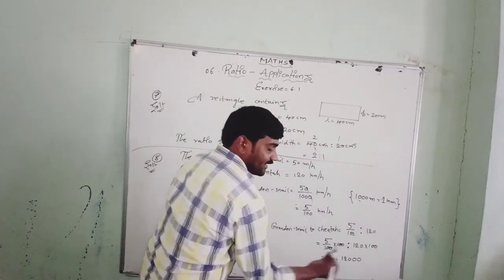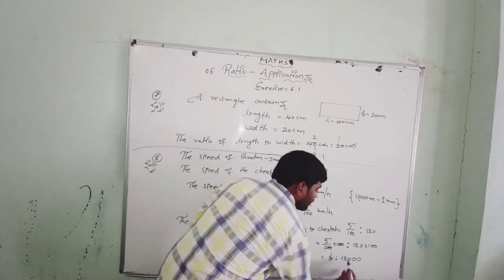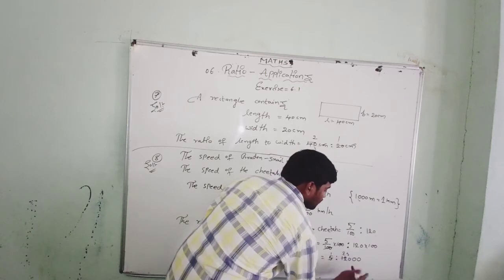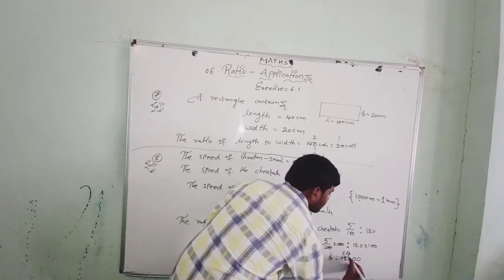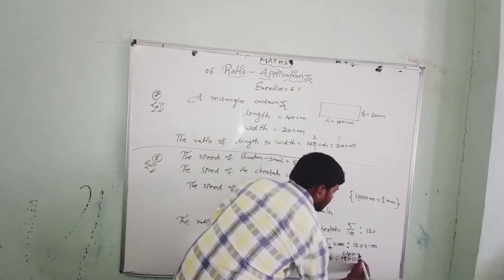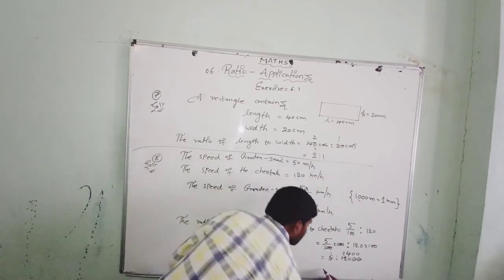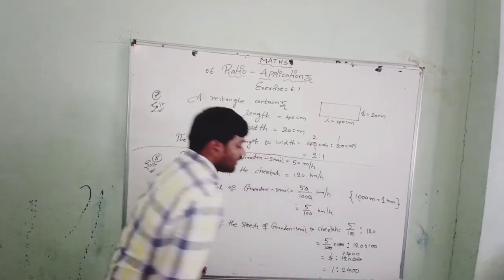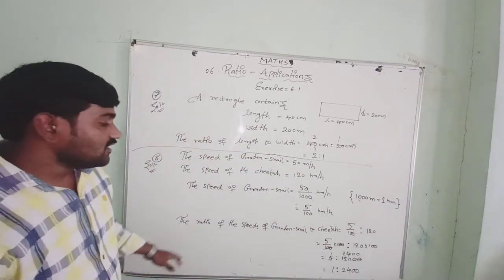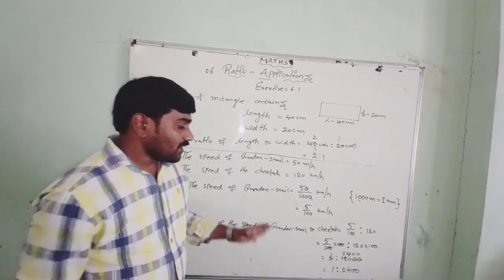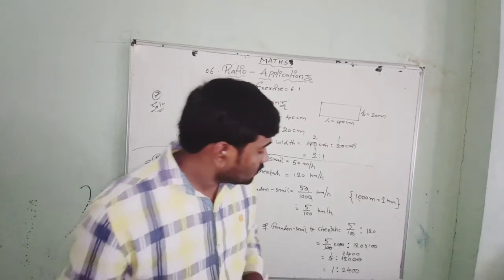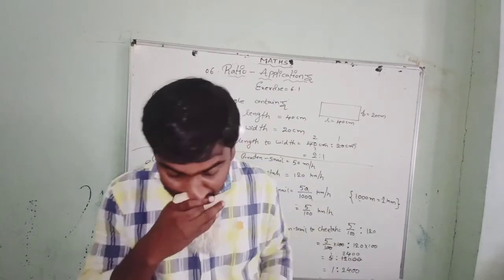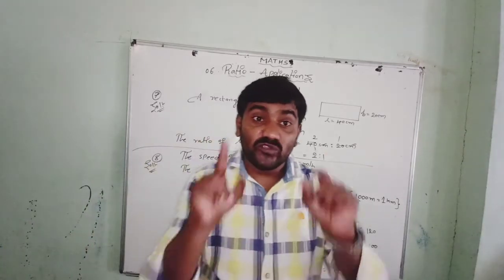Then what we can do, in 5 terms we can cancel now. 5 1s are 5, 5 2s are 10, 2 left, that is 20. Yes, 5 4s are 20, and double zeros. We can cancel both. Now 1 is to 2400. The ratio of the speeds of garden snail to cheetah is 1 is to 2400.